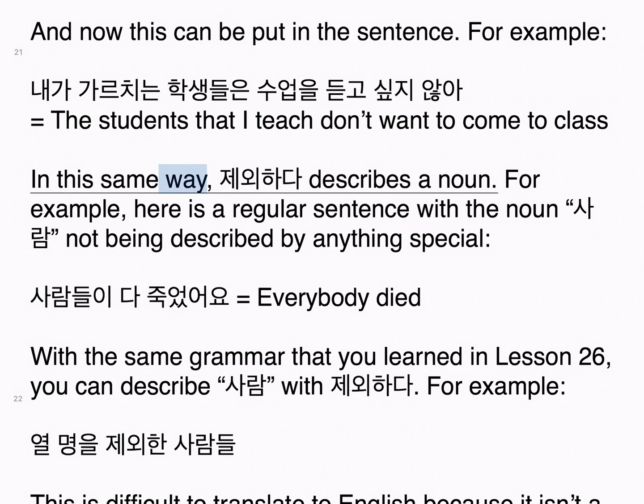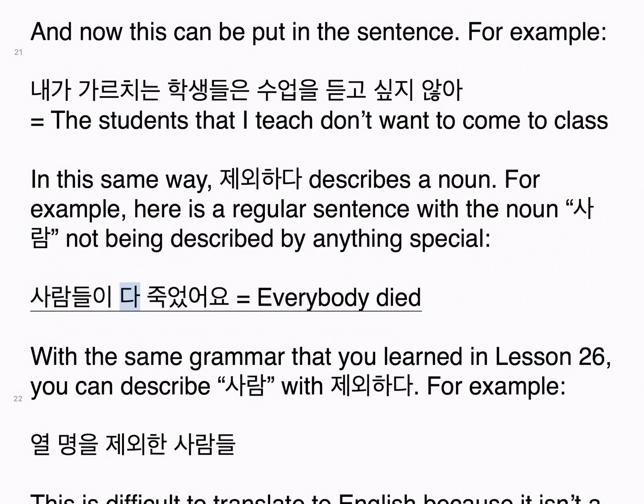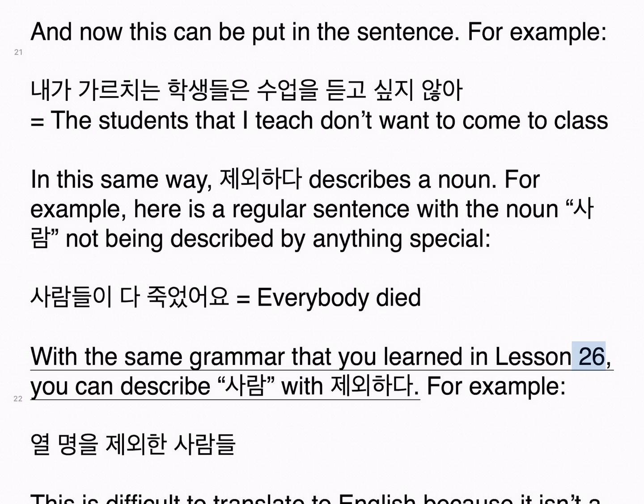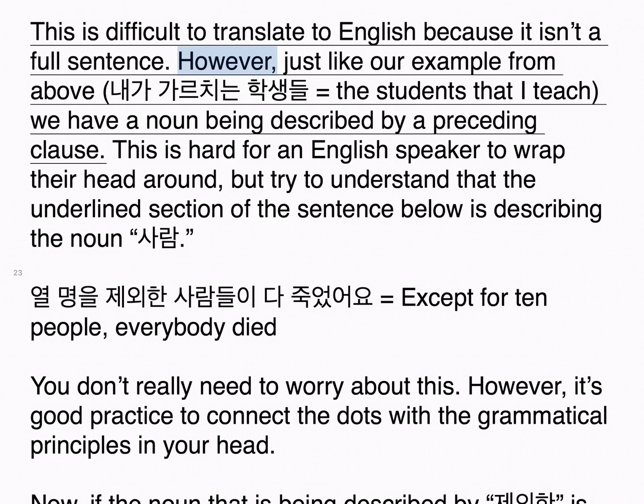In this same way, 제외하다 describes a noun. For example, here is a regular sentence with the noun 사람 not being described by anything special. 사람들이 다 죽었어요. Everybody died. With the same grammar that you learned in lesson 26, you can describe 사람 with 제외하다. For example, 10명을 제외한 사람들. This is difficult to translate to English because it isn't a full sentence. However, just like our example from above, 내가 가르치는 학생들, the students that I teach, we have a noun being described by a preceding clause.